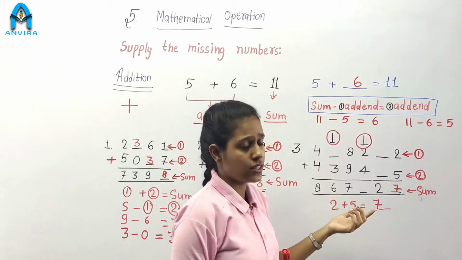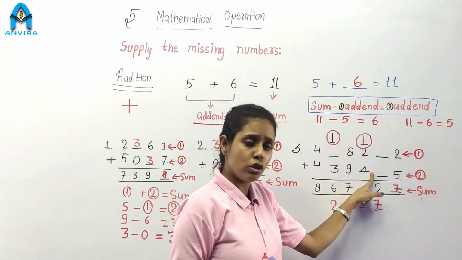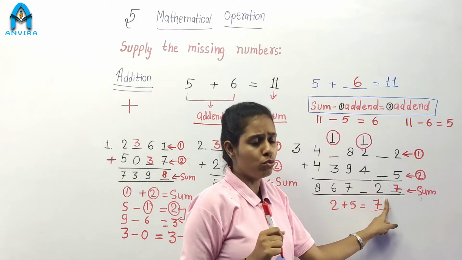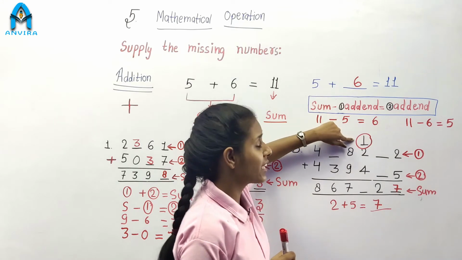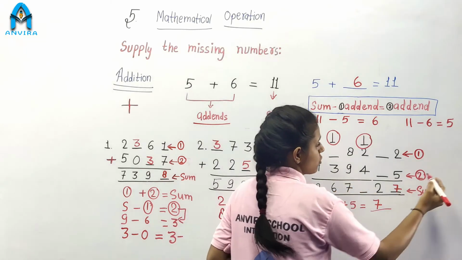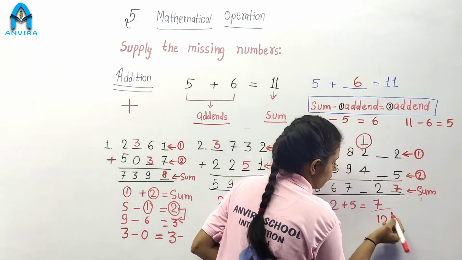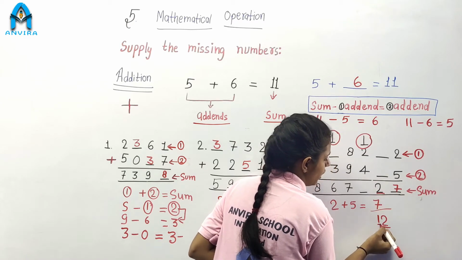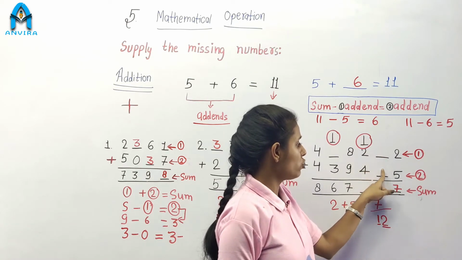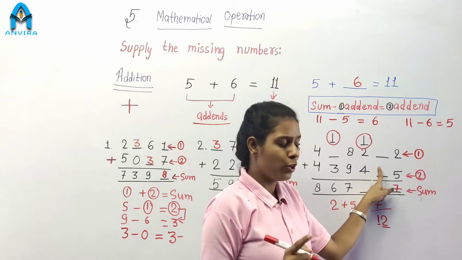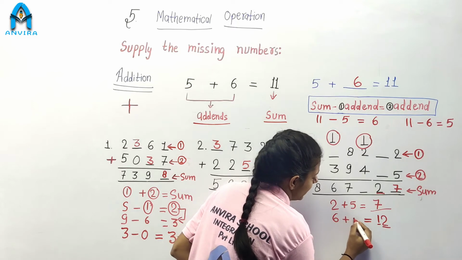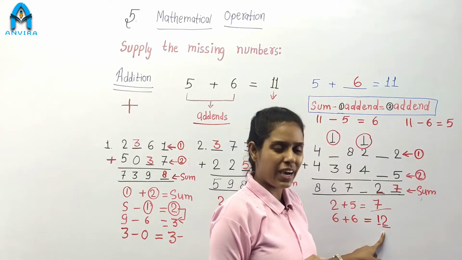First addend is missing. Second addend is also missing, but the sum is given. And the sum is 2. But look at here. The carry. Where does the carry come from? It comes from here. If this is 12, we write 2 here and 1 carry over. So this is 12. We have to find both addends whose sum is equal to 12. So the first addend is 6, 6 plus 6 is equal to 12.